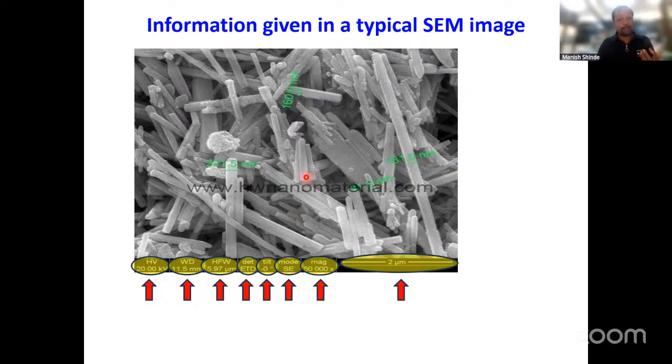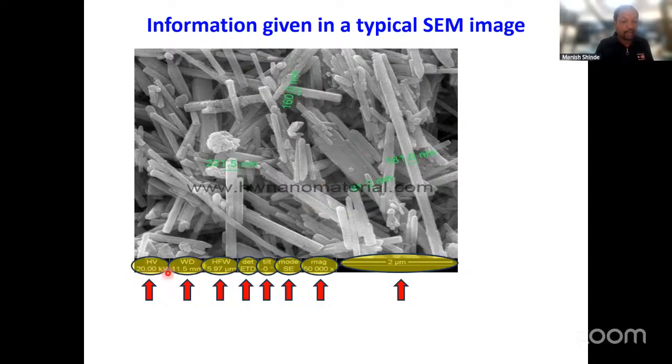For biological samples, if you apply this much potential, it will get damaged. Or for polymeric samples, organic samples, if you apply this much high potential, it will get damaged. Inorganic samples, ceramics, metals, they will not get damaged by this kind of potential. So when you are using inorganic or ceramic or metallic samples, you can apply high potential.